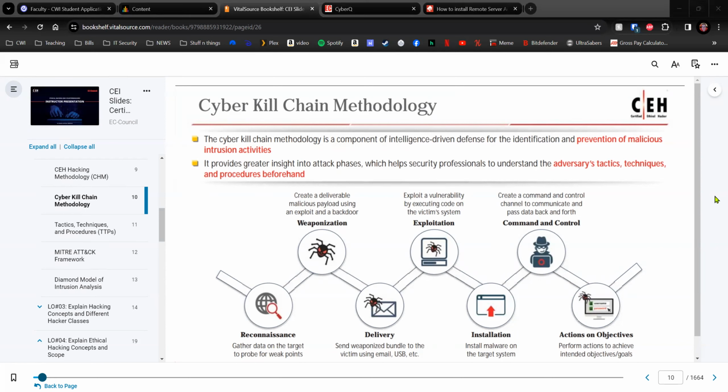Create a deliverable malicious payload using an exploit and a backdoor. That's weaponize. Delivery: send the weaponized bundle to the victim using email, USB, etc. Exploit a vulnerability by executing code on the victim's system, that's exploitation. Installation is installing your malware on the target system. Create a command and control channel to communicate and pass data back and forth. That's your command and control. And actions on objectives: perform actions to achieve intended objectives or goals.